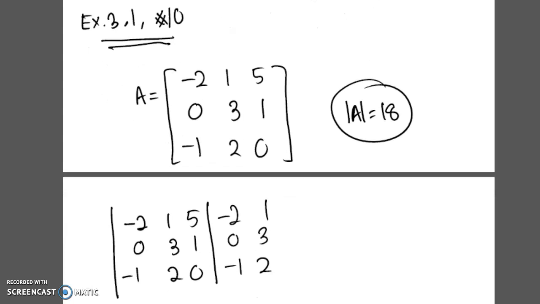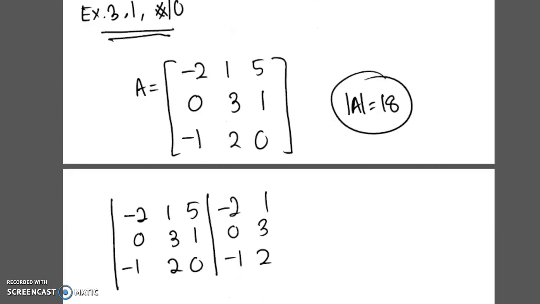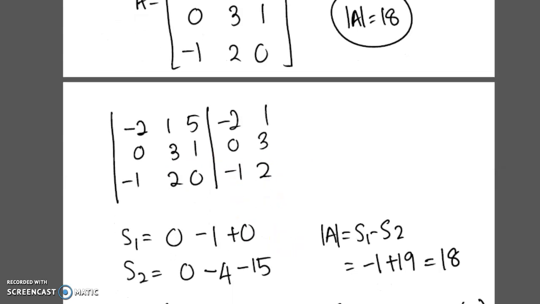You can try on your own. We have matrix A here. We write it in the form of Sarrus' Rule, so we copy the first column and second column again. To get your S1: minus 2 times 3 times 0, so 0. 1 times 1 times minus 1, minus 1. There is a 0, so it directly becomes 0. For S2, from top right: 0, minus 2 times 2 times minus 4, and then 5 times 3 times minus 1 is minus 15. So you get the determinant equal to 18.